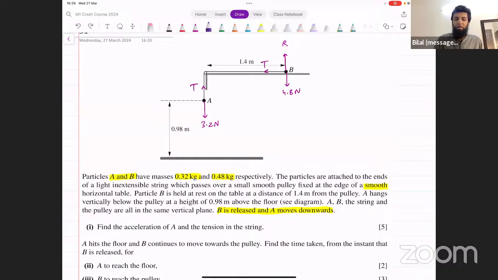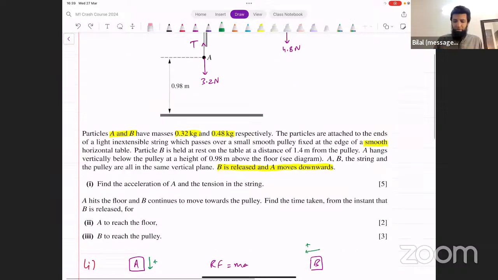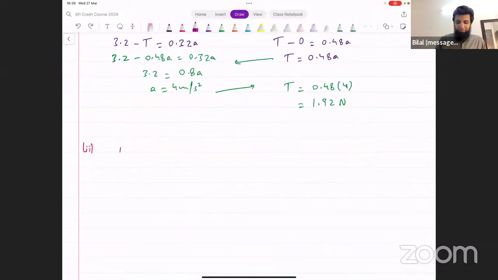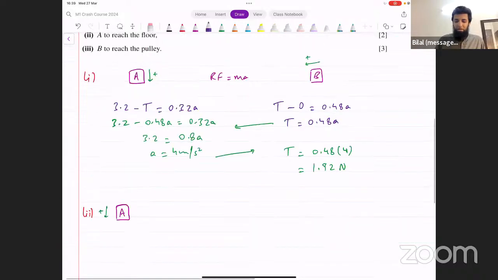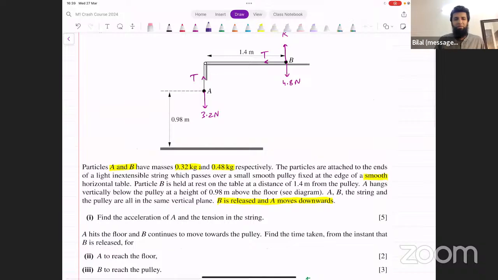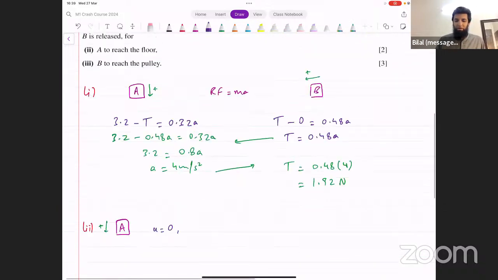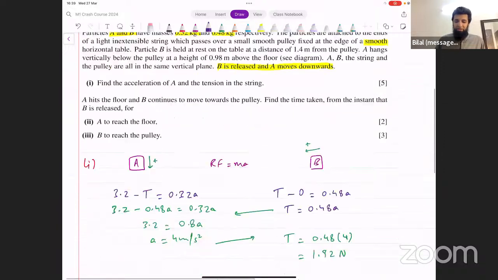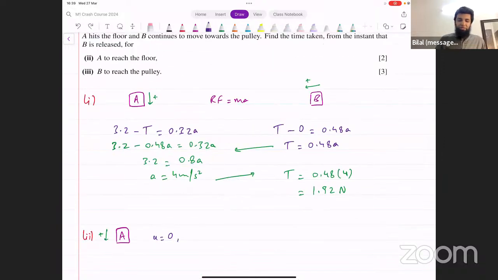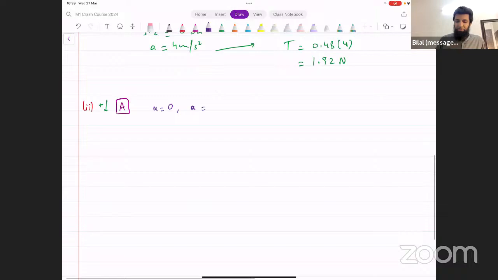Well, A is moving downwards. We can take downward direction as positive for A. We have pretty much all the information that we need for this. Downward direction is positive, right? Because it's moving downwards. What's the initial velocity? It started from rest, right? Initial velocity is 0. We have found the acceleration in the previous part. That's 4 meters per second squared. So we can say acceleration is 4.